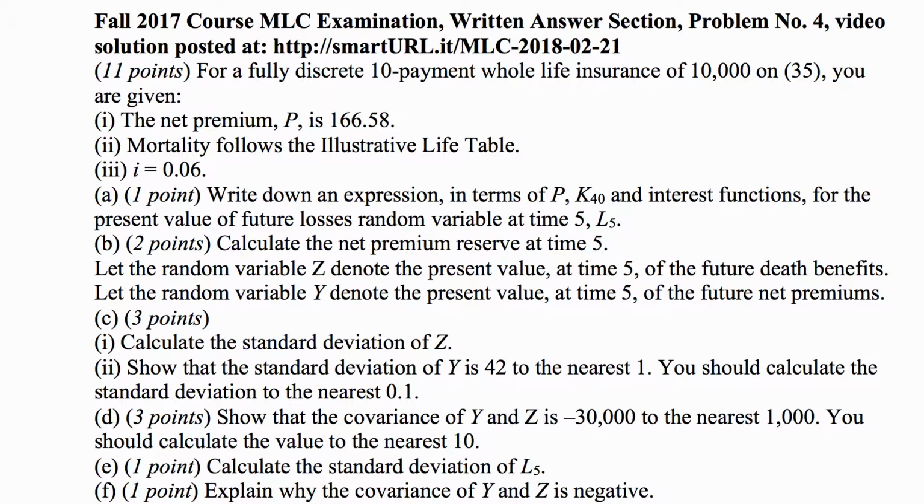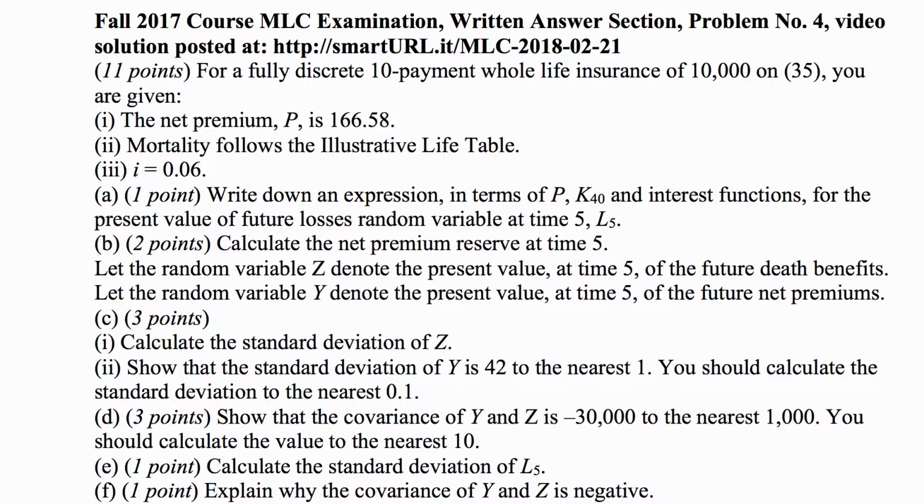Part B. Calculate the net premium reserve at time 5. For later parts, this additional information: let the random variable Z denote the present value at time 5 of the future death benefits. Let the random variable Y denote the present value at time 5 of the future net premiums. Part C. Calculate the standard deviation of Z. Show that the standard deviation of Y is 42 to the nearest 1. You should calculate the standard deviation to the nearest 0.1.